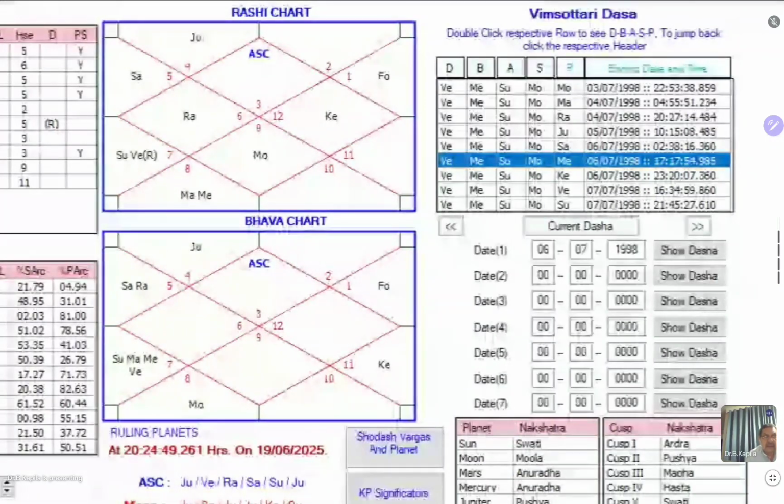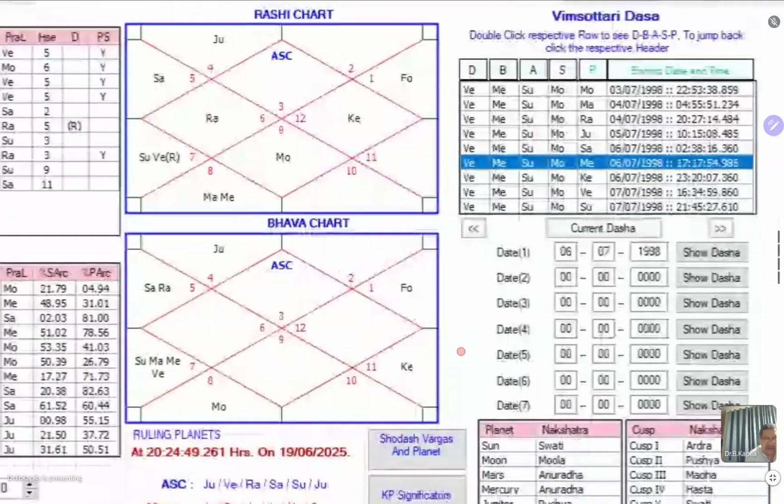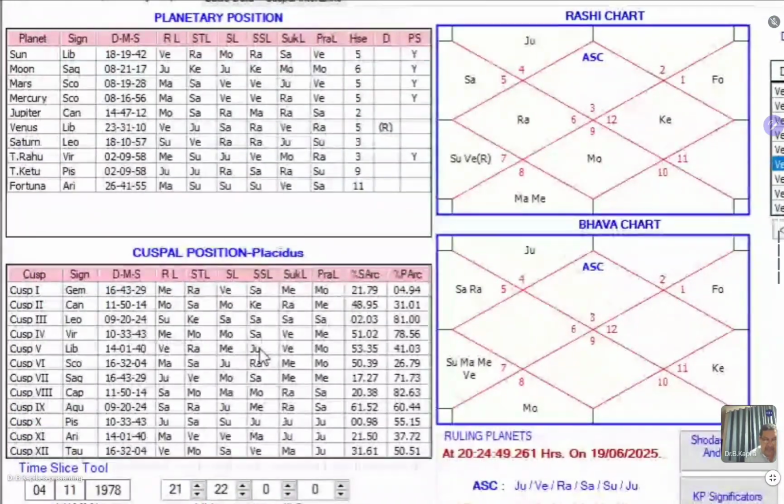Third house is Marka. Fourth house is 8th house. Fifth house is Badka house. 8th house is Marka house. 9th house is ascendant. 10th house is Marka house. So these are 3, 4, 5, 8, 9, 10.